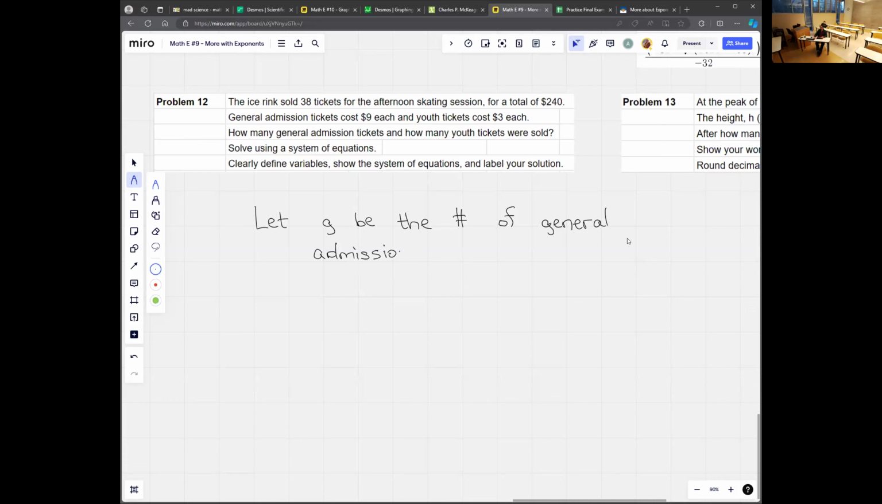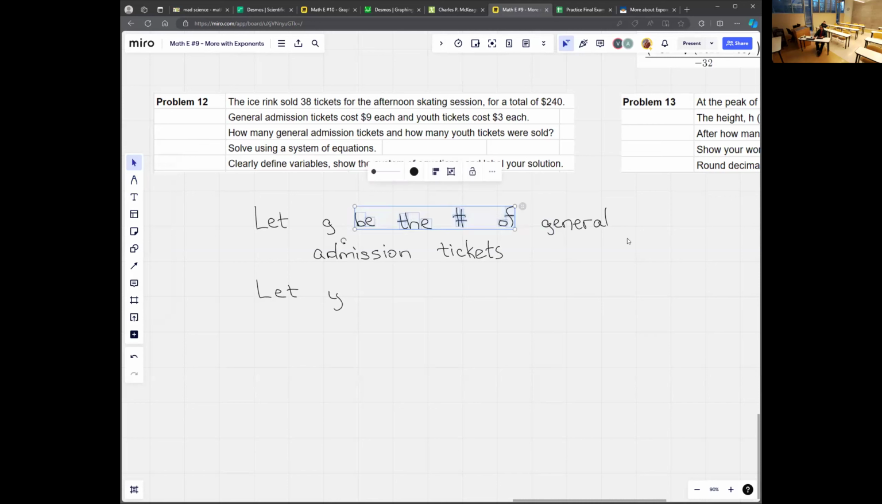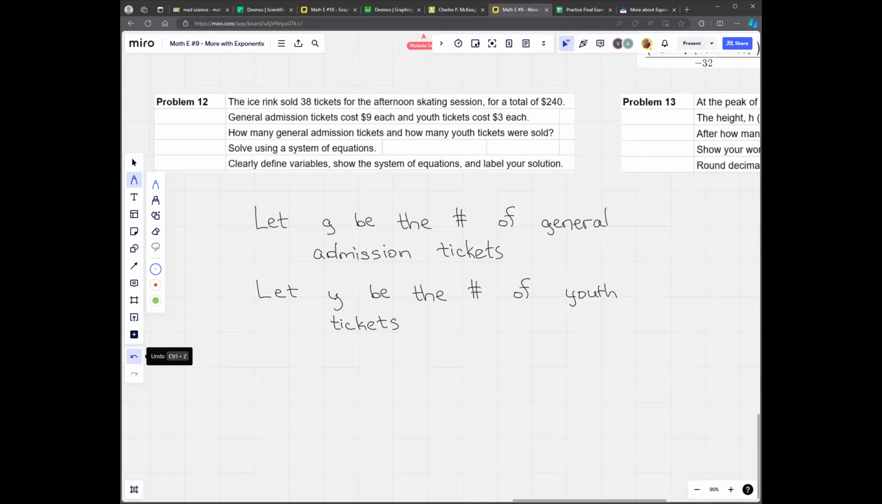Oops. You can see my brain lose track of things as I'm trying to write and talk at the same time. Let Y be the number of youth. So how many were sold of each kind? I need to find G and Y. Everyone okay with what I'm doing? You could use X and Y if you wanted. The letters don't matter. Okay.